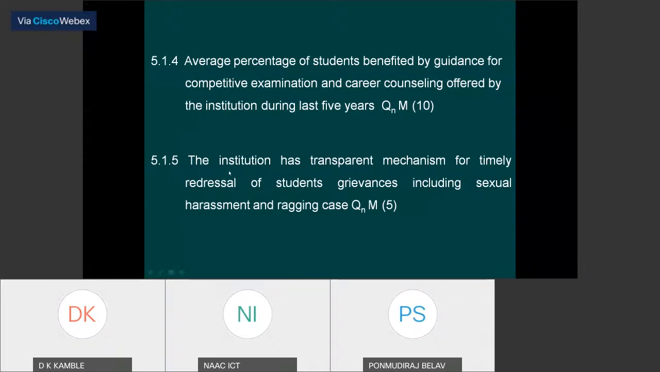Then the institution has a transparent mechanism for timely redressal of student grievances, including sexual harassment and ragging cases. See, the institution has to maintain one separate cell, that is the grievance cell. For that, one senior faculty member should be the deputy there, and the institution has to make committees of different redressal cells, and they have to maintain the record of how many complaints are issued in the institution. For those complaints, what is the solution given by the institution? That record is required for this metric.